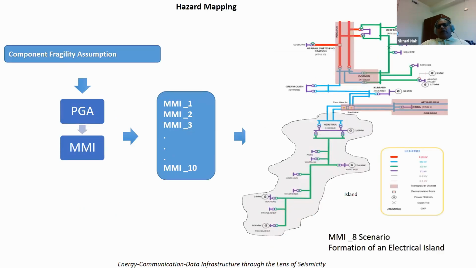We passed these on to WESPAR, and some of you might know these terms, the component fragility function, the MMI, and things like that. Passing on to WESPAR, we chose MMI 8 as a potential scenario for one particular trajectory. And when we did that, we estimated that this part of the network would be islanded, for instance.